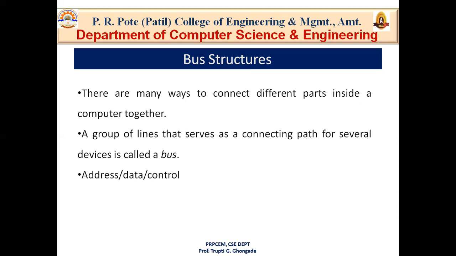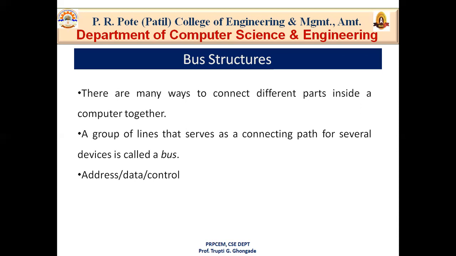Now, what is a group of wires and group of lines? I will tell you in the next topic. The bus that connects major components of the computer like the central processing unit, memory unit, and input output unit is called the system bus. One of the most important terms: the bus that connects major components of a computer like the central processing unit, memory unit, and the input output unit is called a system bus.